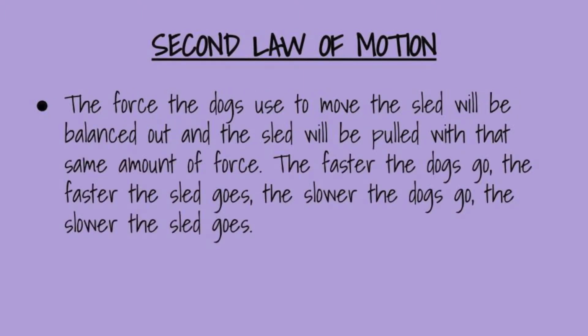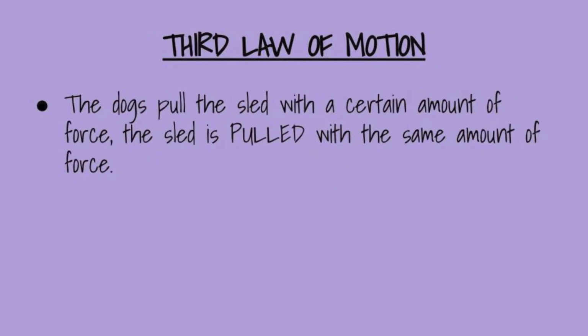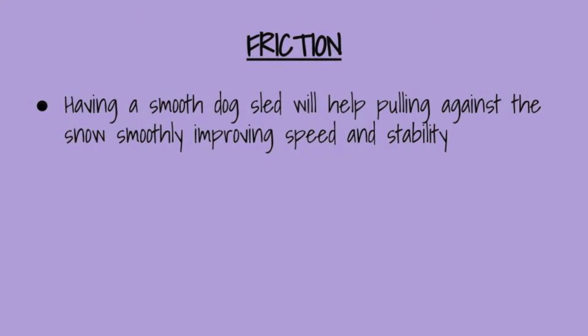Second law of motion. The force the dogs use to move the sled will be balanced out and the sled will be pulled with that same amount of force. The faster the dogs go, the faster the sled goes. The slower the dogs go, the slower the sled goes. Third law of motion. The dogs pull the sled with a certain amount of force. The sled is pulled with the same amount of force. Friction: having a smooth dog sled will help pulling against the snow smoothly, improving speed and stability.